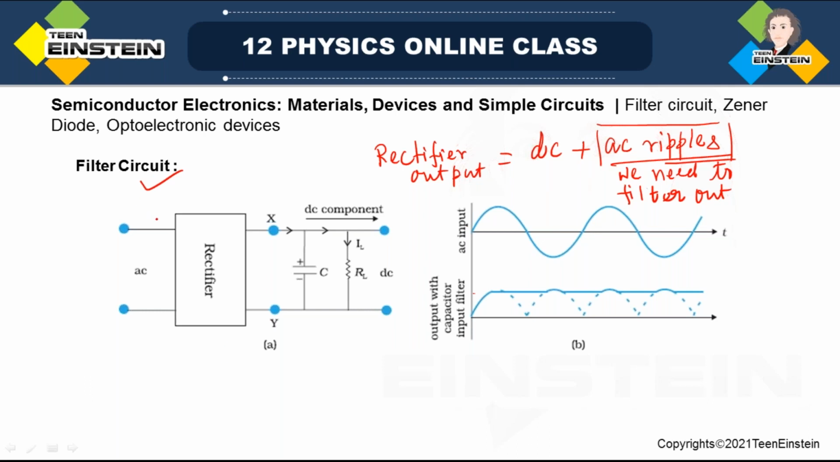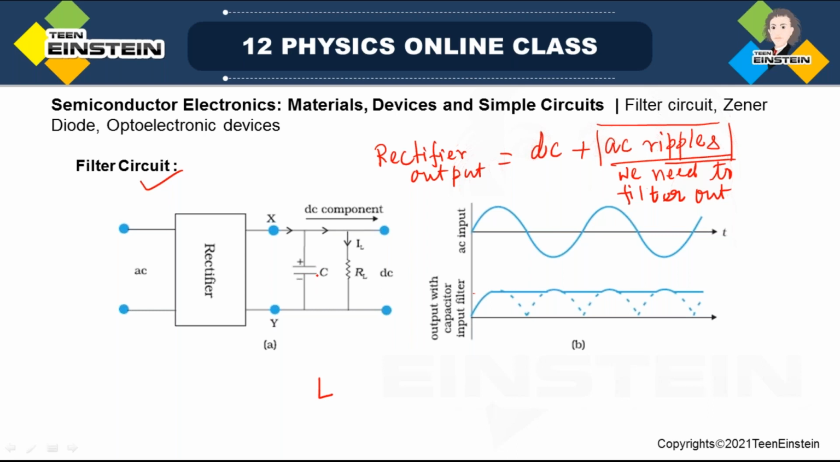As you see here, I have written filter circuit. What is this filter circuit? You can use filter circuit L and R, so some inductor coil in series with this load resistor, or a capacitor you can use. So in this circuit, we have used a capacitor across this load resistor. You can see that, we have used a simple capacitor.